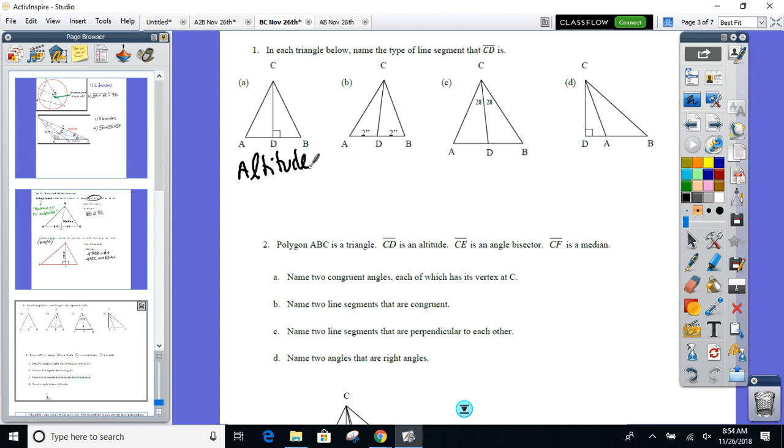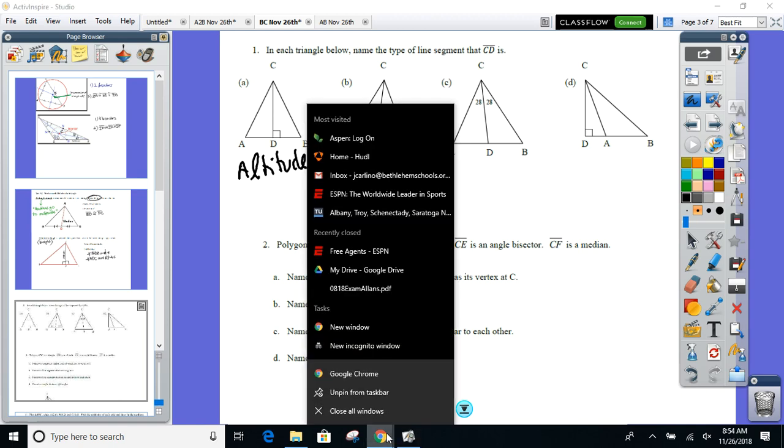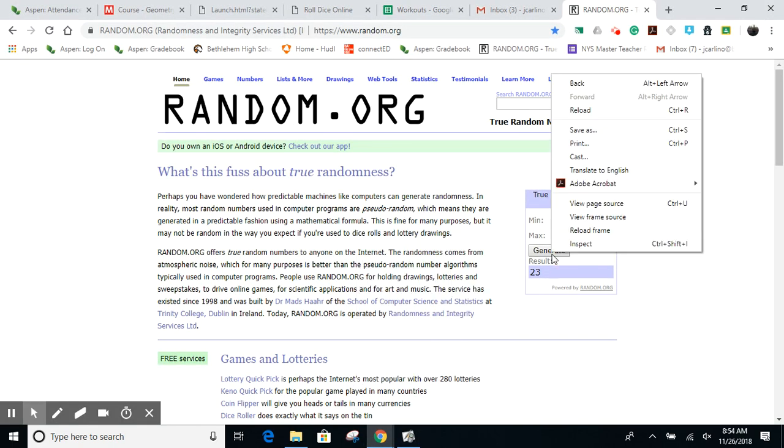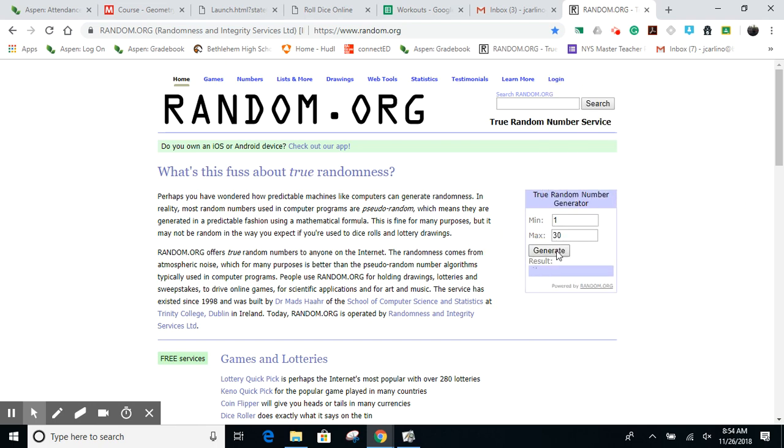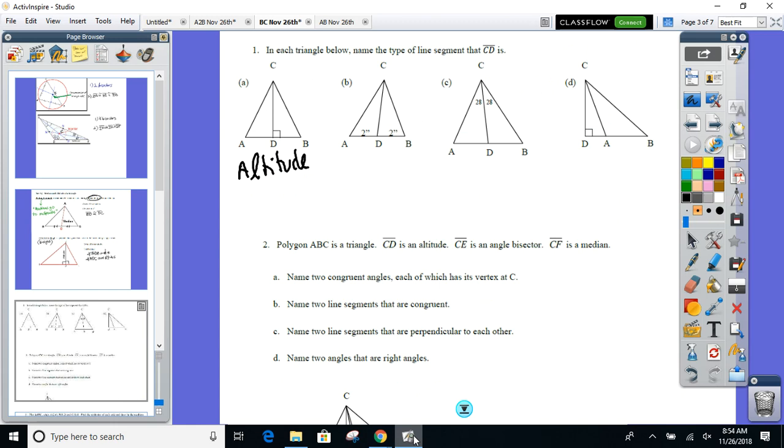Nice job. How about B now? What could CD be acting as now? I put little tick marks on there for you. What could I call CD? Median, because it's going to a midpoint D, starting from a vertex. Nice job, median.